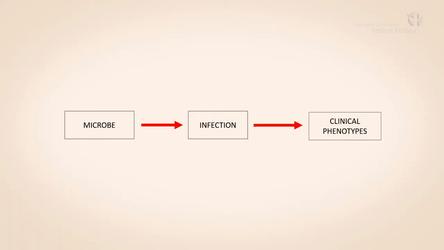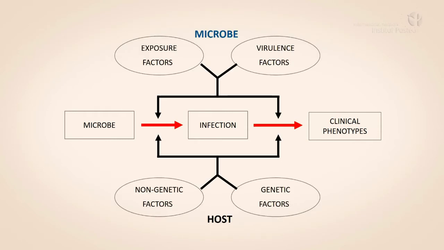We need to be exposed to a microbe to develop an infection, but also every microbe can have different virulence factors. But we are particularly interested in the host genetic side of the susceptibility to infection. From the host side, we can have non-genetic factors such as age or sex that can influence the outcome of infection, but we do have also genetic factors.